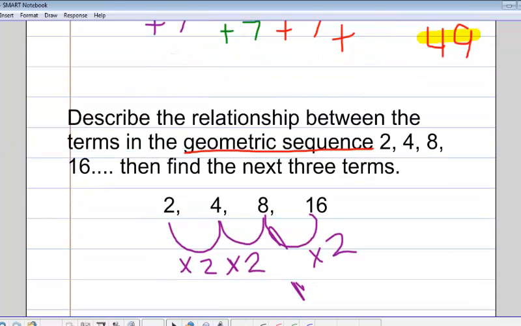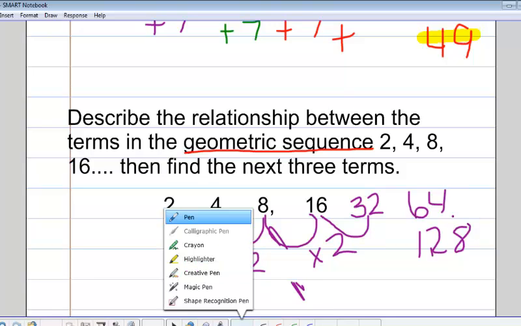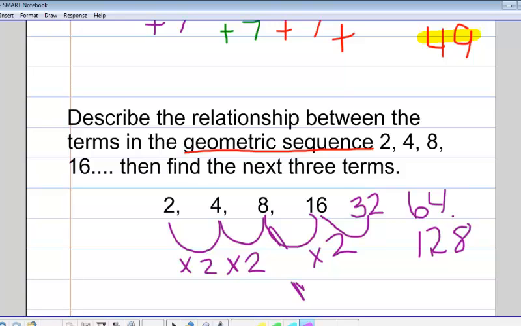Since we're multiplying by 2 each time, we can go ahead and find the next 3 terms. We can multiply 16 times 2 to get 32. We can also multiply 32 times 2 to get 64. And we can multiply 64 times 2 to get 128. So the 3 terms that we're looking at in this sequence are 32, 64, and 128 are our next 3 terms.